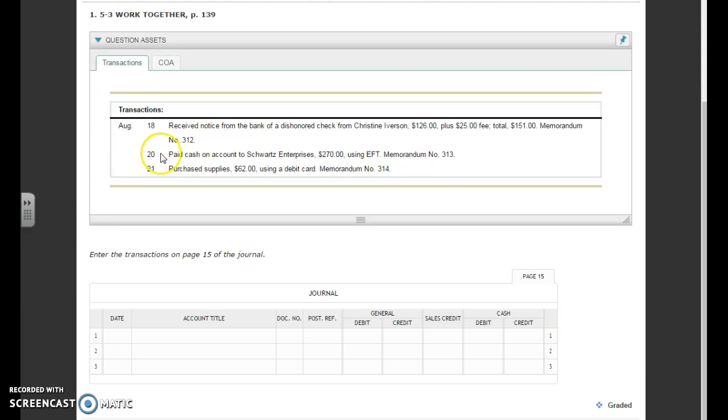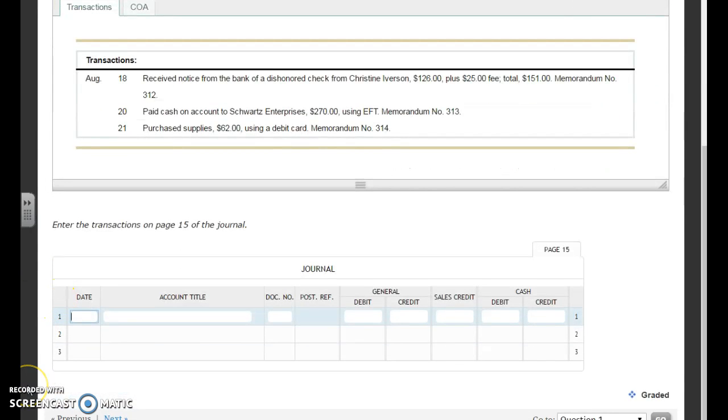So the first one that we're going to go ahead and do is on August 18th, we received notice from the bank of a dishonored check from Christine Iverson for $126 plus a $25 fee, total $151, memorandum number 312. So let's go ahead and enter in our date, so November 18th.